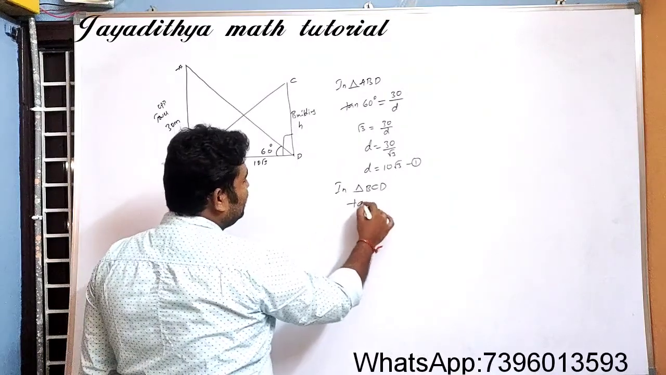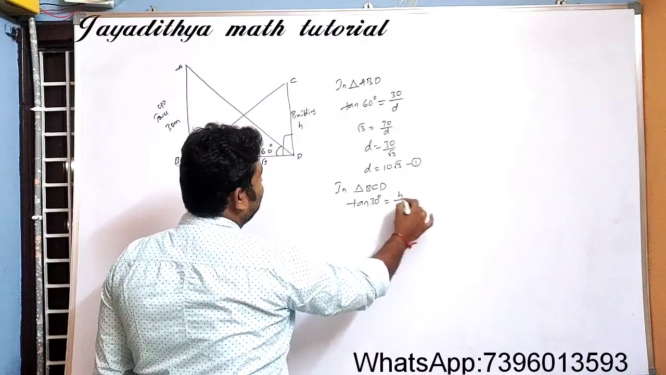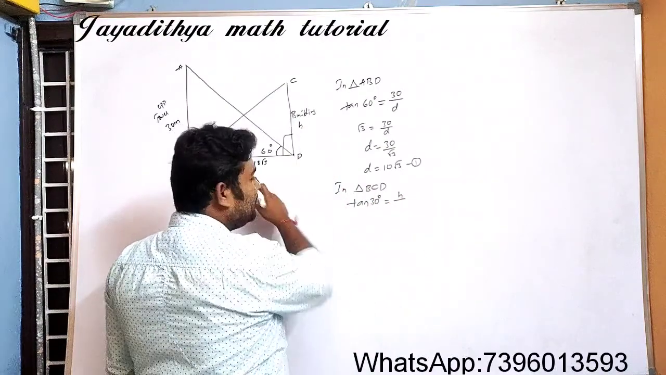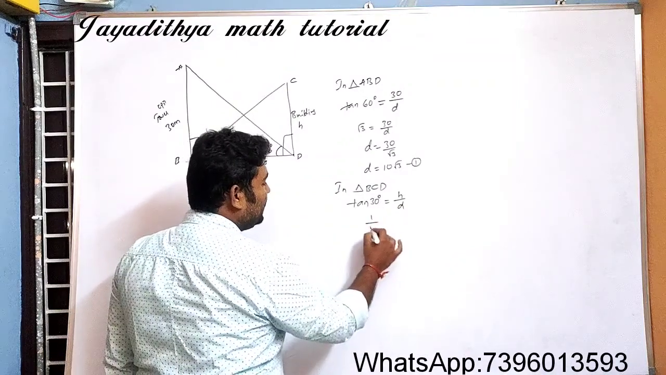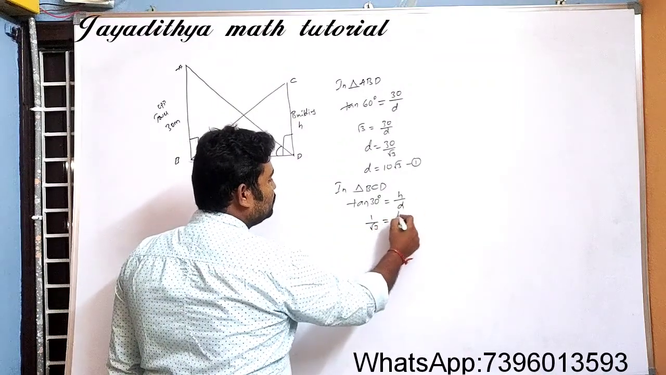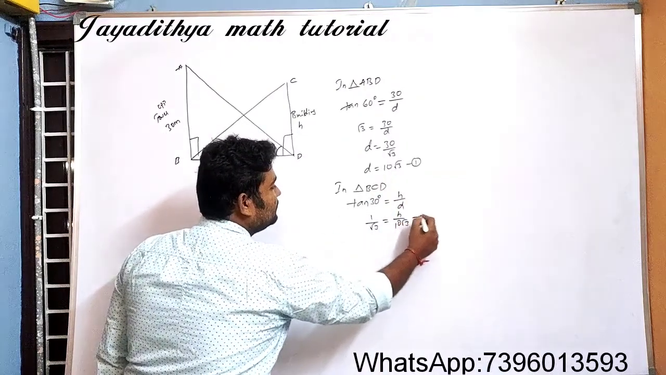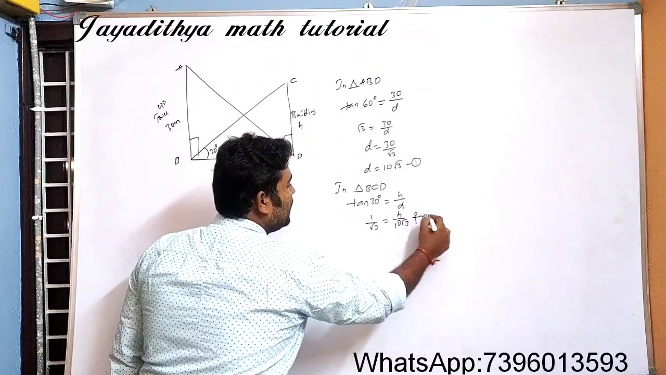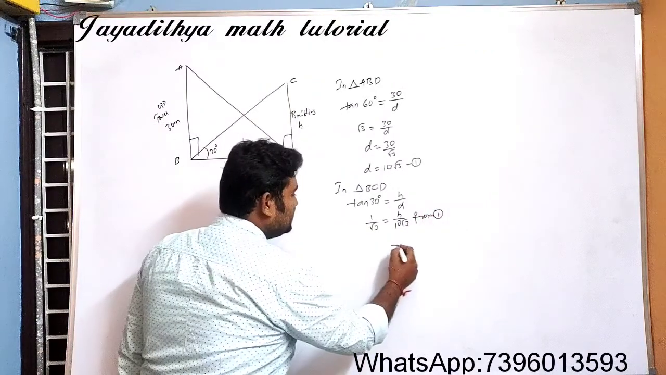Again you need to take the tan ratio, and tan 30 degrees is equal to the opposite side, h by d. So what is tan 30 actually? That is 1 by root 3, which is equal to h by d, is equal to how much? That is 10 root 3, right? That is from 1. Okay, now it is easy for you.